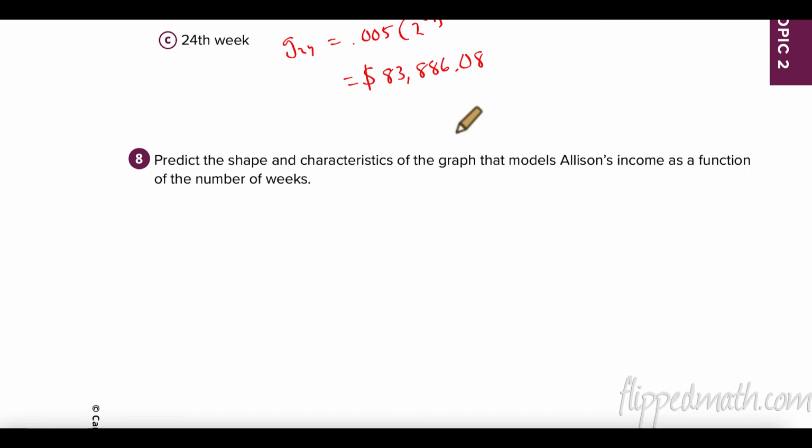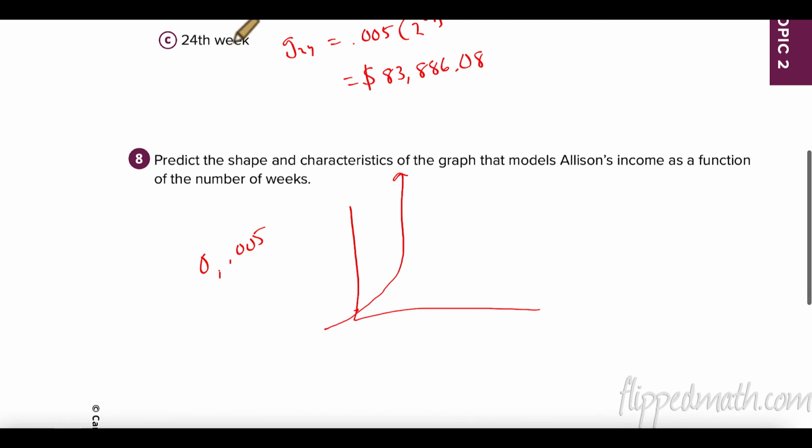All right, what are some characteristics of this graph? Well, we know that at 0, we started at 0.005. That was our starting value. All right. And we also know that as we go, these values are getting bigger really fast. All right, it's not a line. It's not going up the same every time. It's jumping incredibly fast, isn't it? All right.